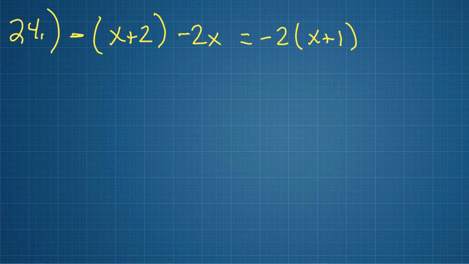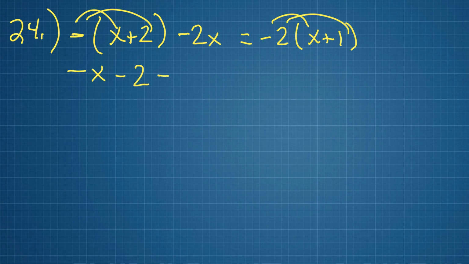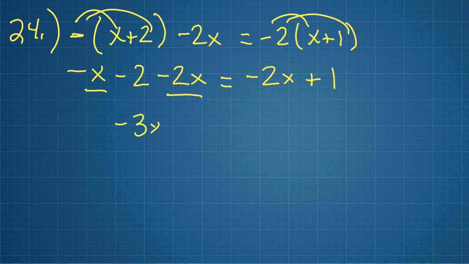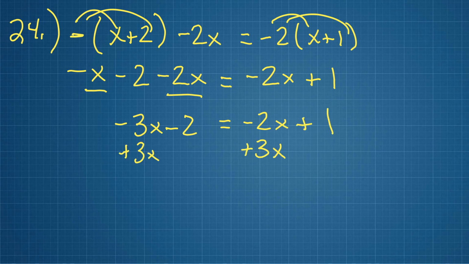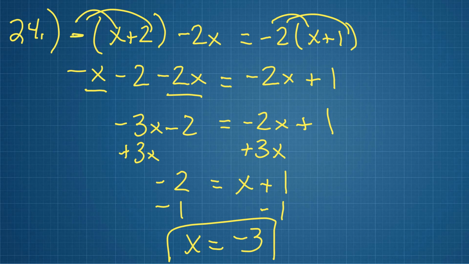Alright, 24, same thing. You have to distribute first. I get minus x minus 2 minus 2x equals negative 2x plus 1. Alright, combine my like terms. I get minus 3x minus 2 equals minus 2x plus 1. I'm going to add 3x to both sides because I need to put all my x's on one side, and negative 3 is smaller than negative 2. I get negative 2 equals x plus 1. Now I have to subtract 1 from both sides. I get x equals negative 3. That's your final answer. Okay? If you get confused, check number 23. It's a lot slower.